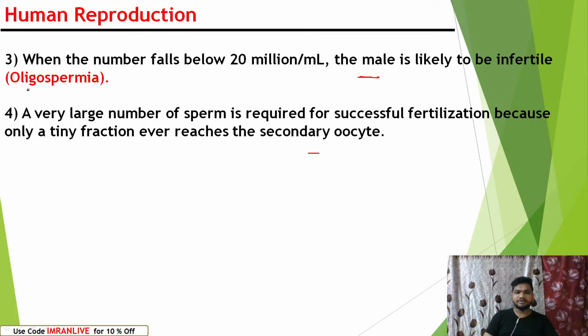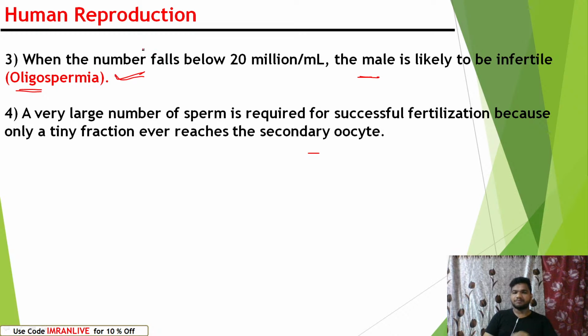The low production of sperm we call oligospermia, or production of fewer sperm in the human reproductive system, that we call oligospermia. It can be due to our diet, junk food, improper temperature, right? Improper sleep, improper healthy exercise. So these all are responsible for oligospermia. Less number of sperm production.